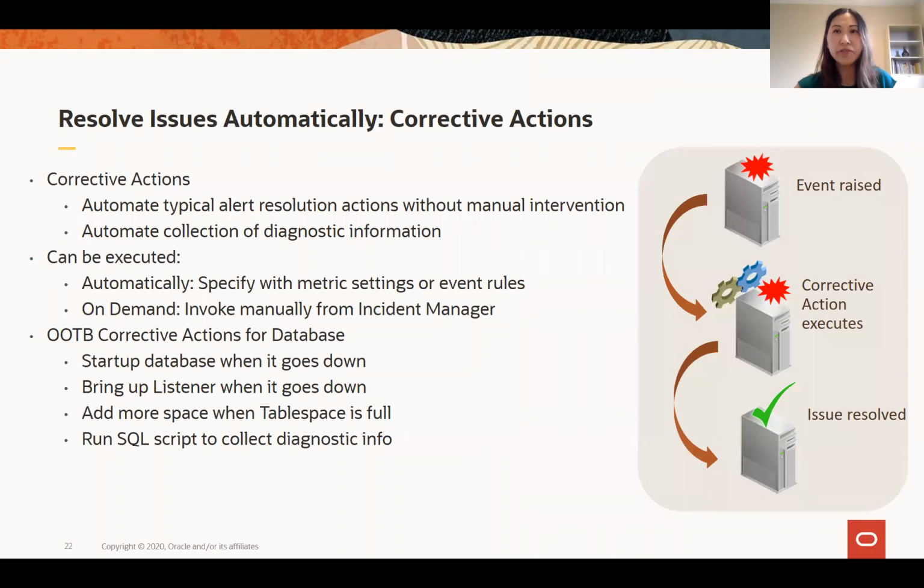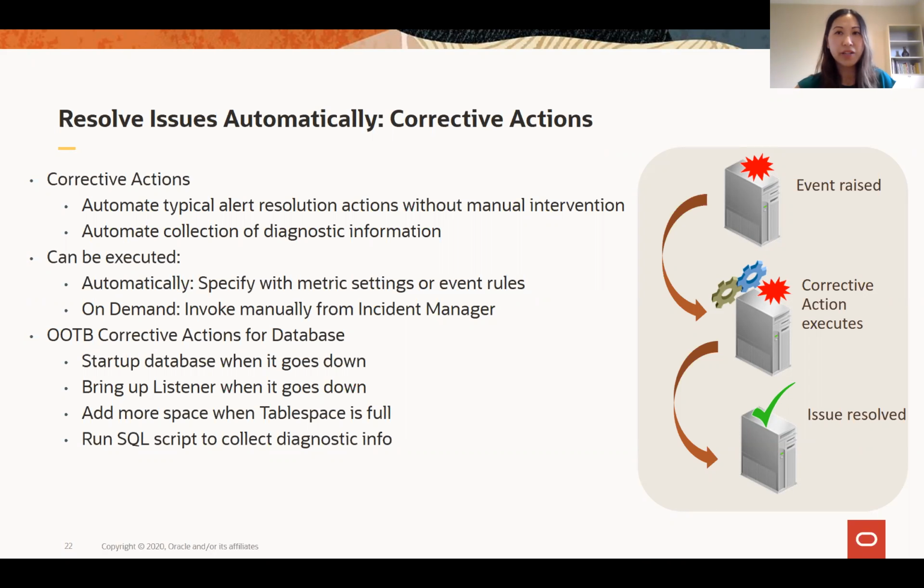After you have your administration group set up, you should create corrective actions. A corrective action is a job in EM that automates alert resolution actions without user intervention. It can also automate the collection of diagnostic information to assist in resolution of the problem. Corrective actions can run automatically by associating them with metric settings or event roles.